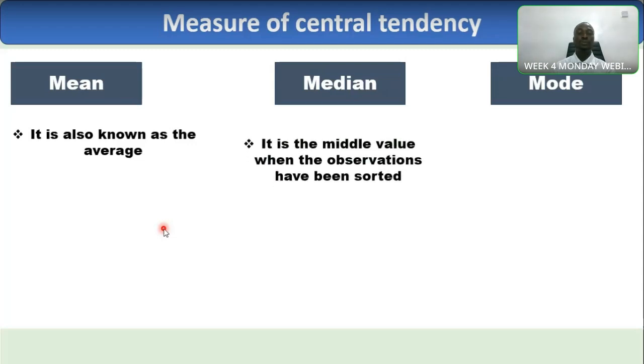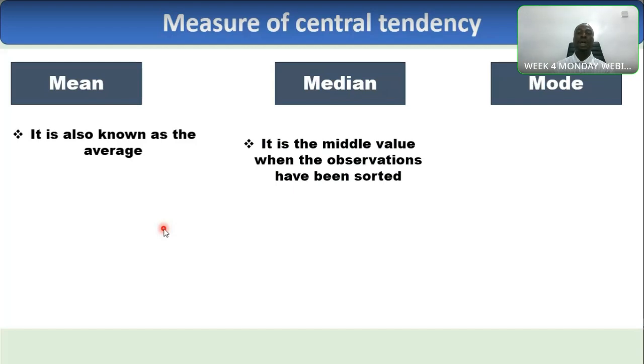The median is the middle value when the observations have been sorted. So when you want to check the median of a particular data set, that data set has to be sorted in a descending or ascending order. And after doing so, the middle point is the median.